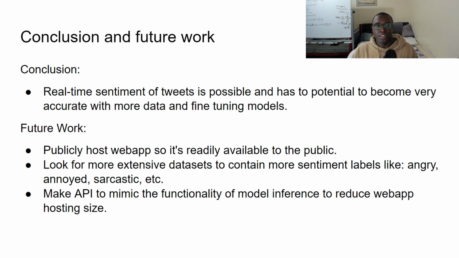Some of the future work is actually hosting this web app on a public domain so that anyone can use it. Right now I'm just running it locally. Looking for more exhaustive datasets that contain more labels, such as angry, annoying, sarcastic, and then making an API to move the function of the model inference. That way anyone could use my pre-trained model, and also I don't have to worry about the model weights becoming too big and it becoming a problem when trying to host a website.